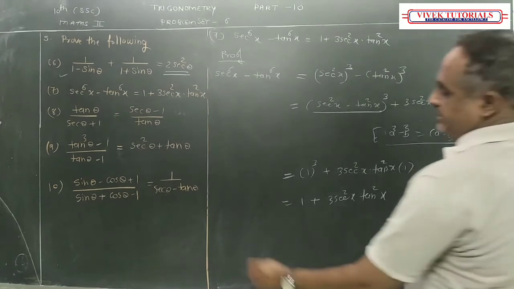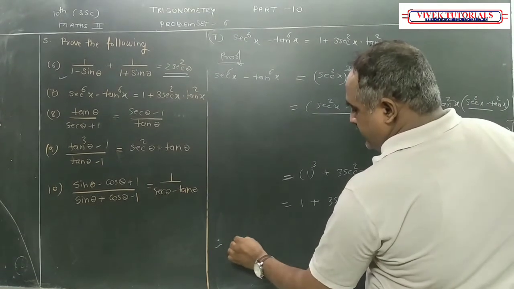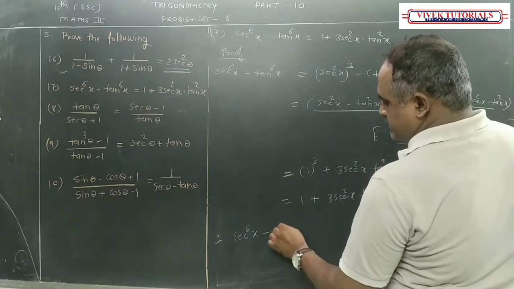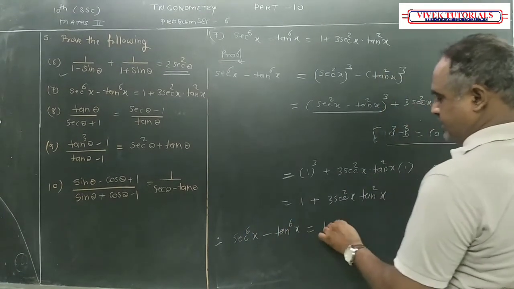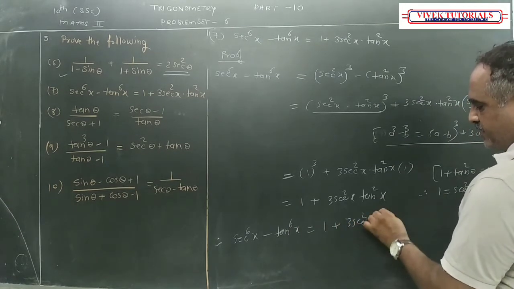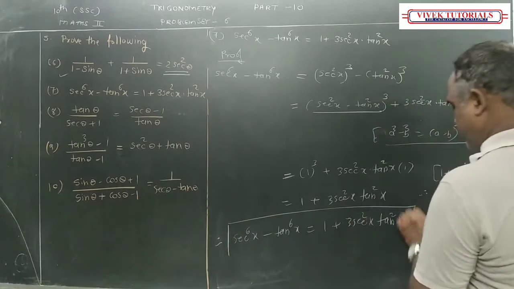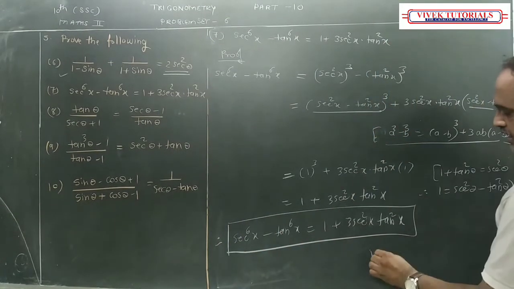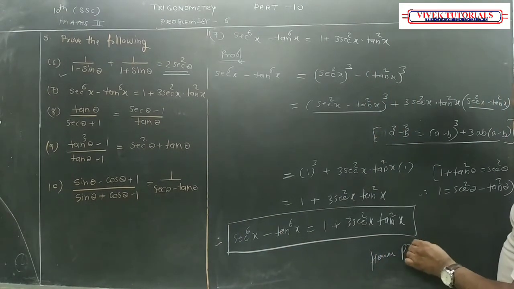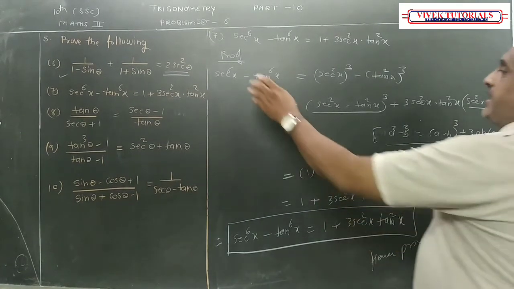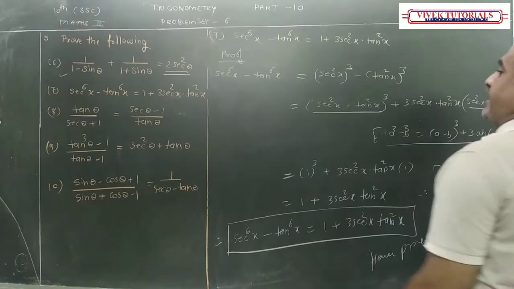Therefore we can write sec raised to 6x minus tan raised to 6x is equal to 1 plus 3 sec square x tan square x. That you put in a box and you have to write hence proved. And students, I'll repeat it once again: sec raised to 6x minus tan raised to 6x.